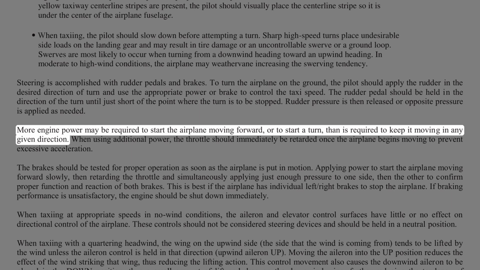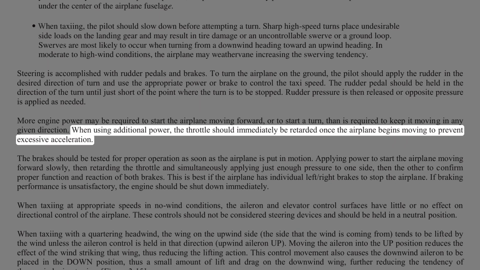More engine power may be required to start the airplane moving forward, or to start a turn, than is required to keep it moving in any given direction. When using additional power, the throttle should immediately be retarded once the airplane begins moving to prevent excessive acceleration.